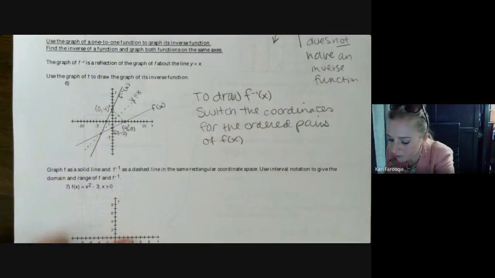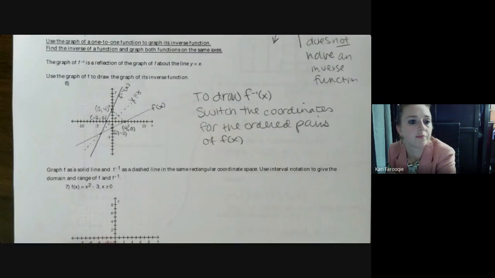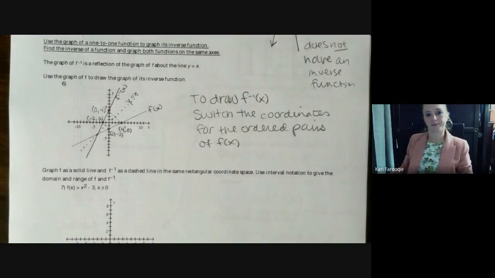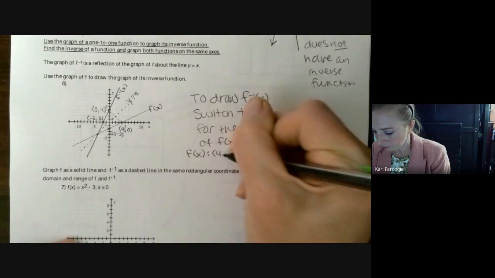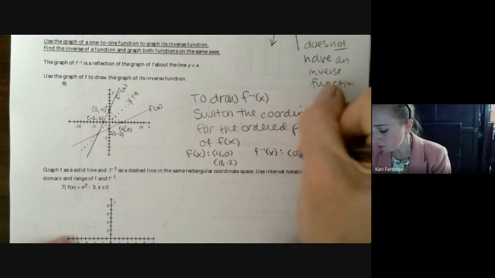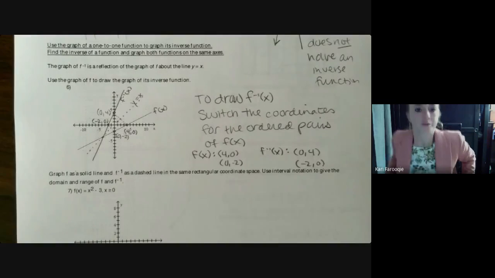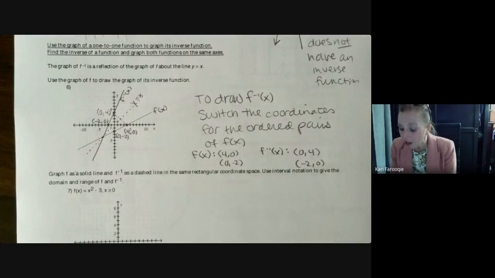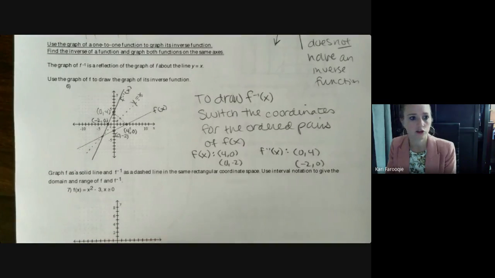So instead of having (4, 0), we had, and I'm going to label it, (0, 4). Instead of having (0, -2), we had (-2, 0). So f of x had (4, 0), (0, -2). f inverse of x has (0, 4), (-2, 0). So that is something that should be relatively accessible. I know sometimes it's hard to graph these, especially once they start to curve, but we're going to do one with a quadratic function here in number 7.